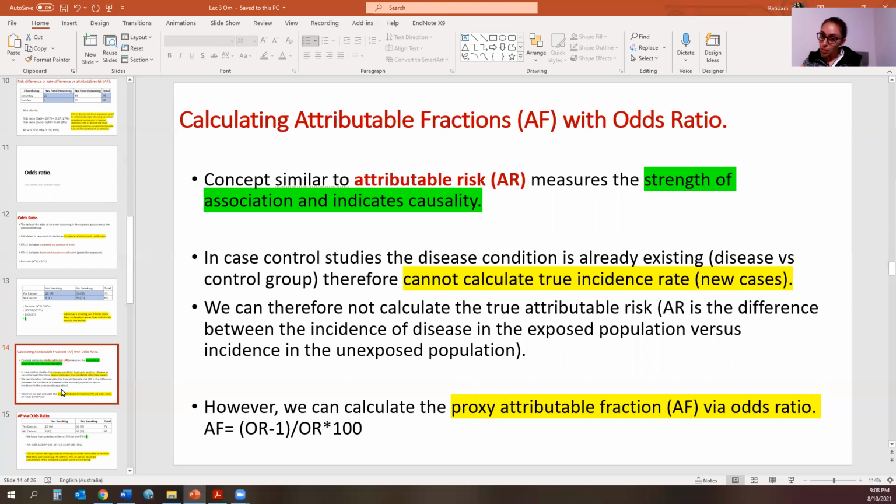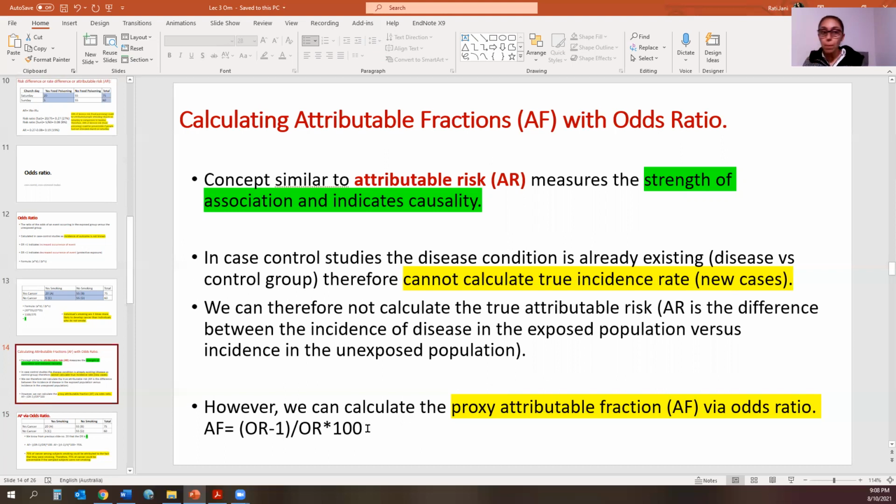So attributable fractions, guys, again, are not very popular. Odds ratio is what is reported by 99.9% of the papers. And what's the formula for it? The formula for attributable fractions is odds ratio minus 1 divided by odds ratio, into 100. You have an entire mathematical derivation as to how they came about this formula.